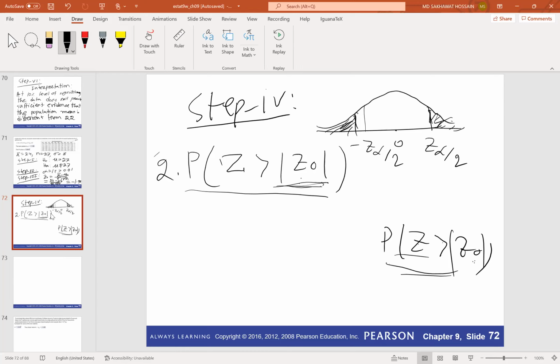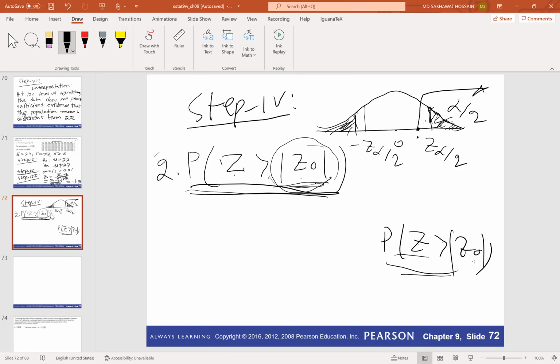Now, why did we multiply by 2? We compare the p-value with alpha, but here we are just finding the p-value on the right tail, Z greater than the absolute value of Z0, which is a positive value. That means we are calculating the p-value on the right tail. The area of the right tail is alpha over 2, and if our test statistic is somewhere here, that will be the p-value. So we are calculating the p-value on the right tail.